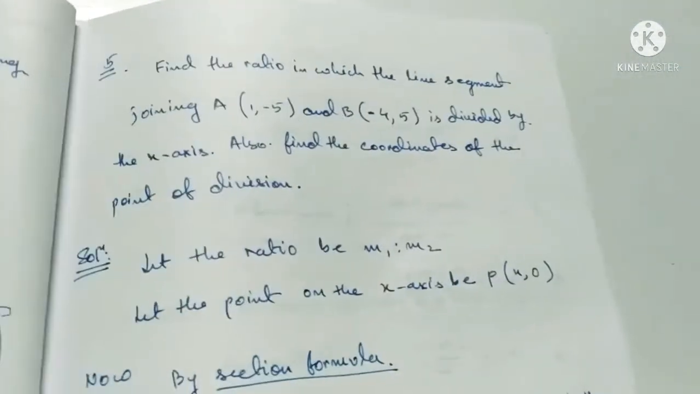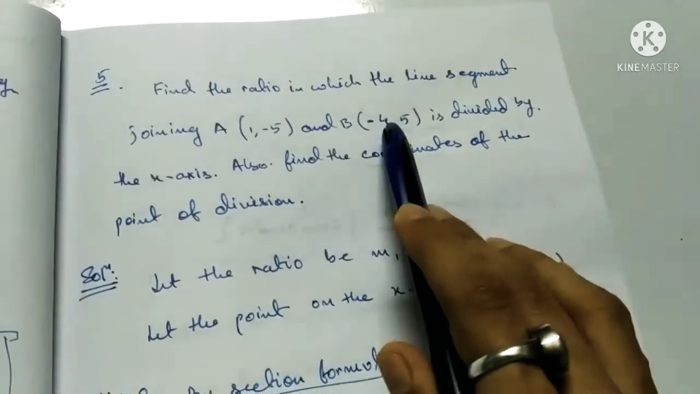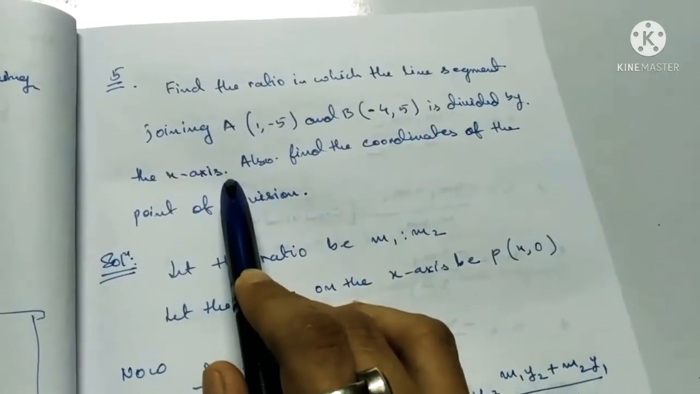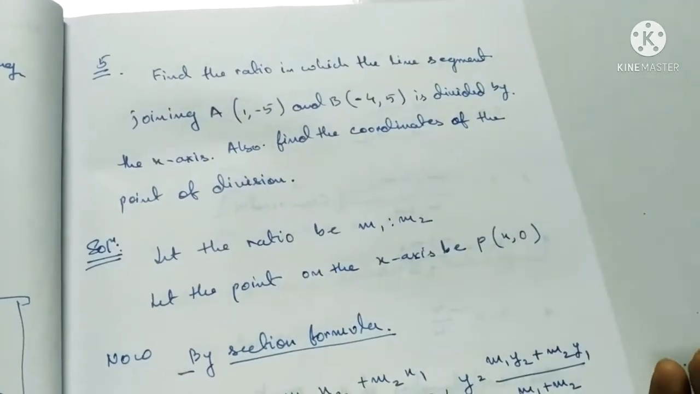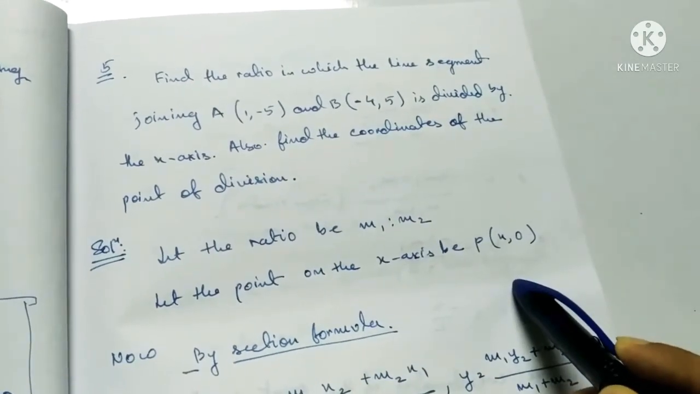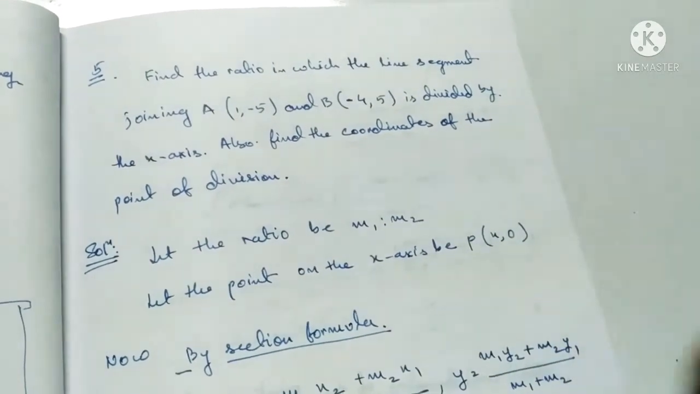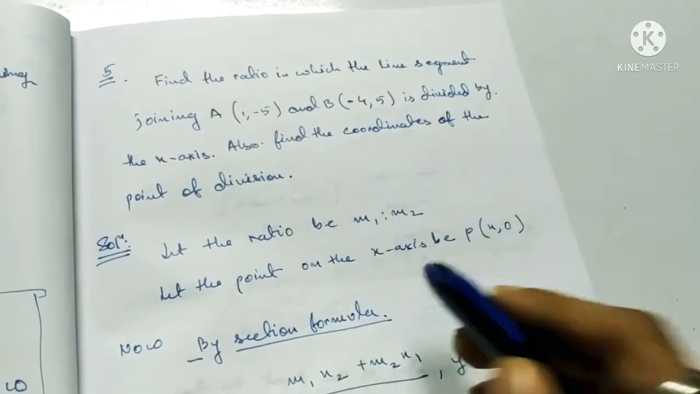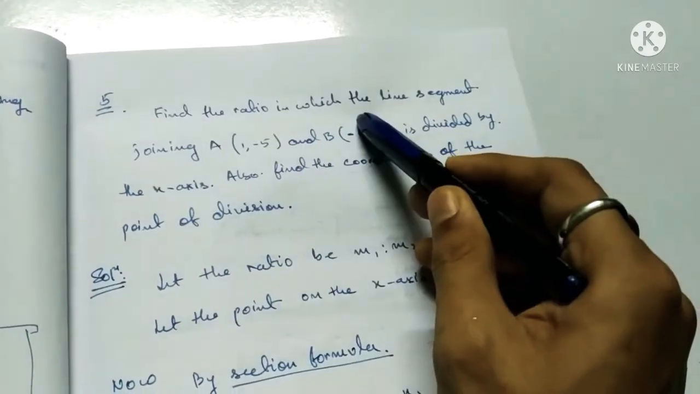Next again you see question number 5. Find the ratio in which the line segment joining this and this is divided by the x-axis. Okay, now x-axis means the x-axis coordinate I know. Yes or no? It is divided by the x-axis. That means any point on the x-axis, its coordinate will be what? x, 0. Yes or no? Any point on the x-axis, its coordinate will be x, 0. Understand? Now in here you see, I have to find the ratio.